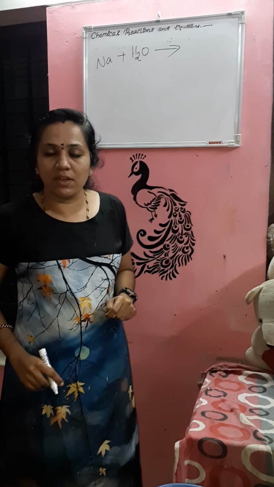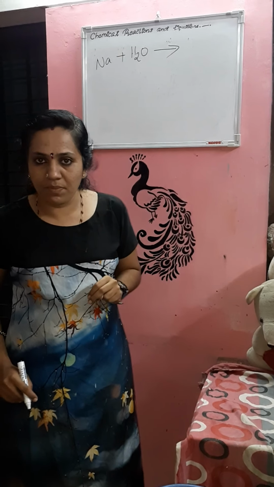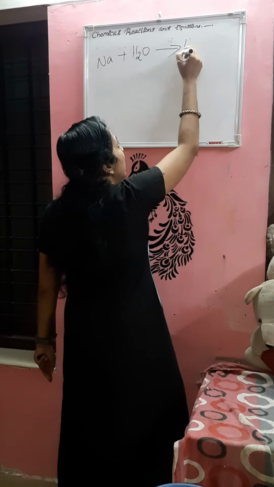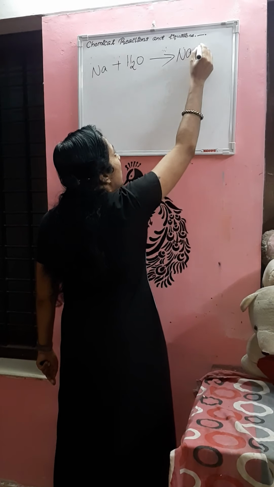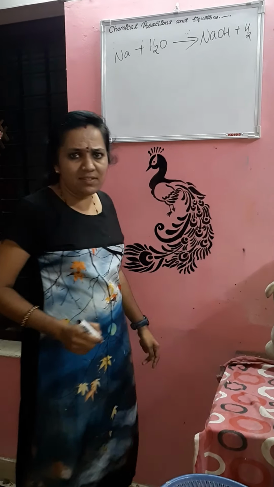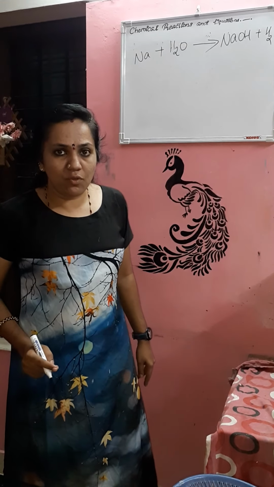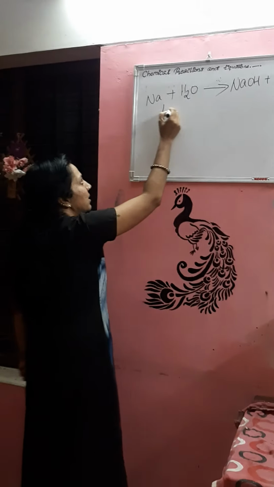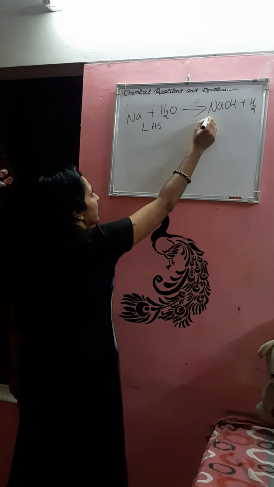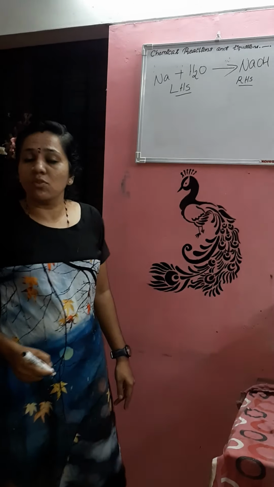When you write sodium hydroxide, valency of sodium is 1, valency of hydroxide is also 1. So the formula will be NaOH plus hydrogen. Hydrogen is a gas, it's diatomic, so you will write it as H2. Now you should balance. So first I am taking LHS and second I am taking RHS. Consider the physical state also. Sodium is a metal.